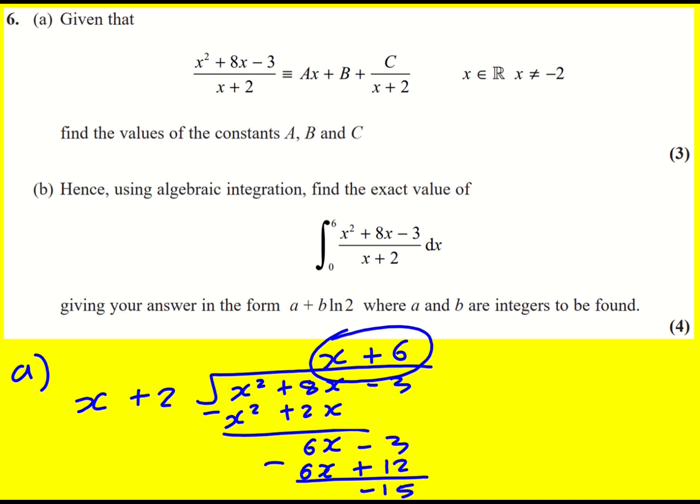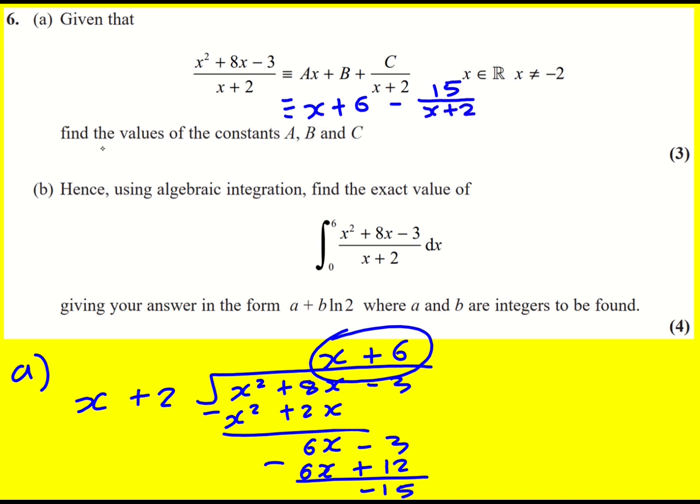This is my quotient, so it's x plus 6, and then the minus 15 is for my remainder. I haven't actually divided it by x plus 2, so that is what is going to go here. It's minus 15 over x plus 2.